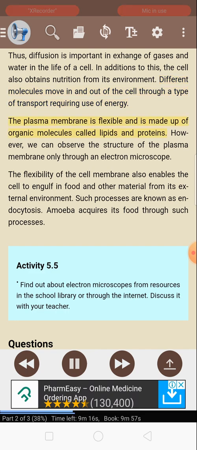The plasma membrane is flexible and is made up of organic molecules called lipids and proteins. However, we can observe the structure of the plasma membrane only through an electron microscope. The flexibility of the cell membrane also enables the cell to engulf food and other material from its external environment. Such processes are known as endocytosis. Amoeba acquires its food through such processes. Activity 5.5. Find out about electron microscopes from resources in the school library or through the internet. Discuss it with your teacher.